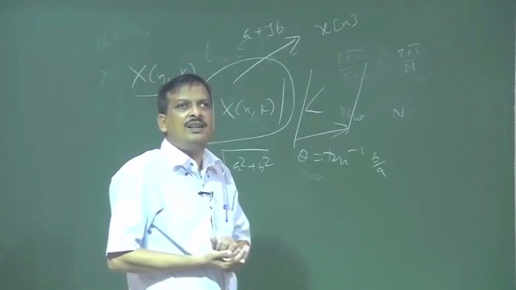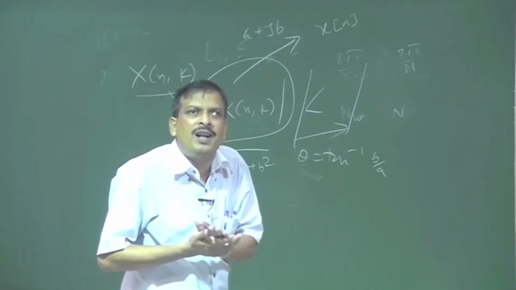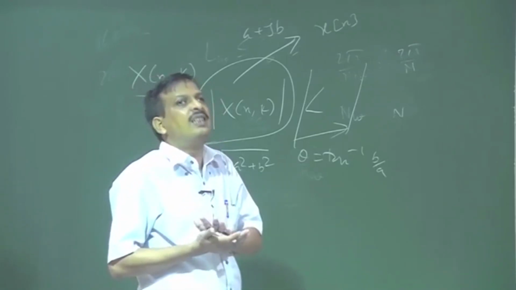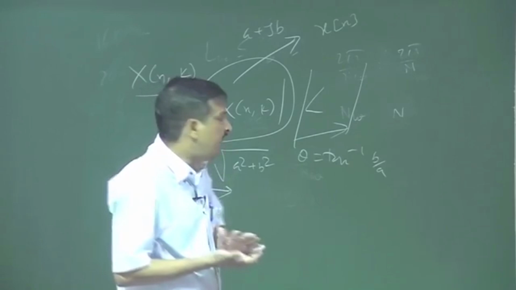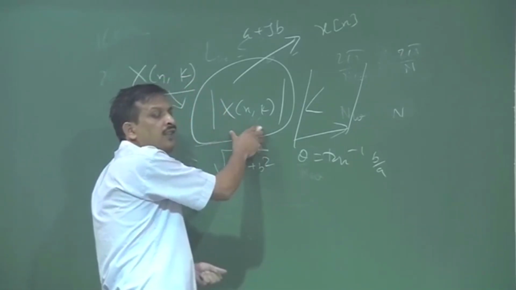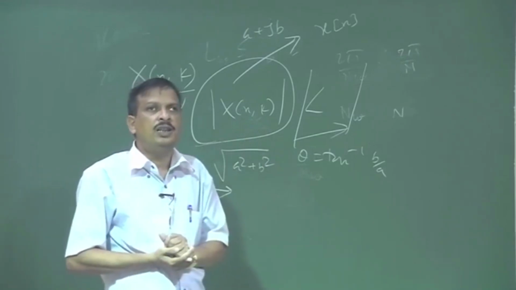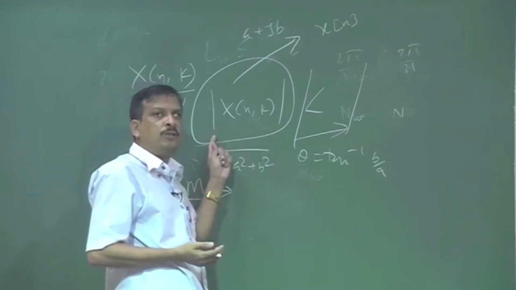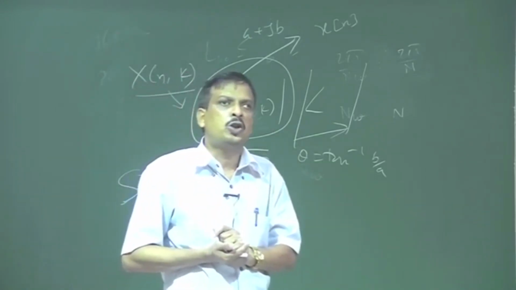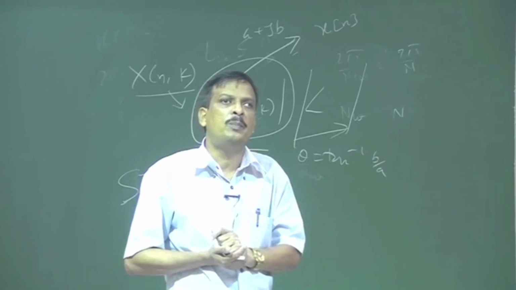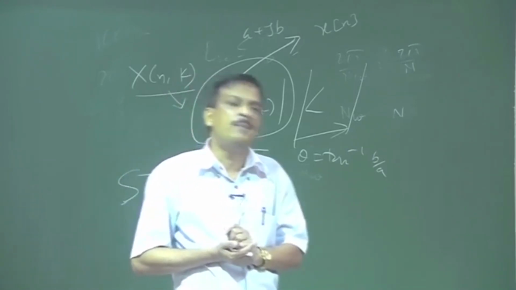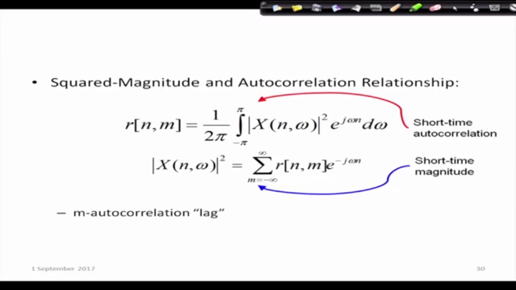So, it is said that from the magnitude part itself I can recover the signal. So, signal recovery is possible if I only take the magnitude part. If I take the magnitude part, then the analysis is called STFTM, short term Fourier transform magnitude, and the synthesis is STFTM synthesis.